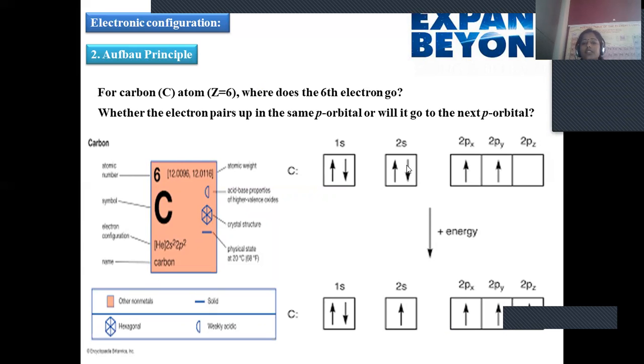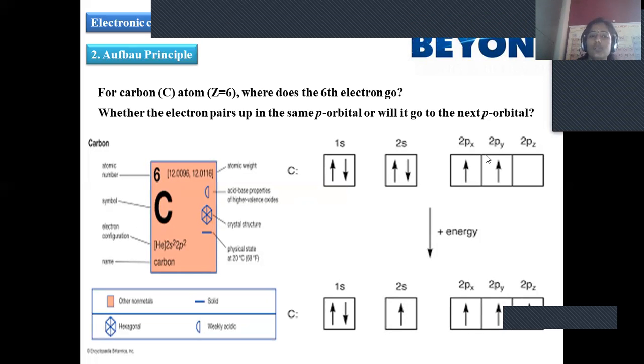By giving extra energy, a 2s electron can also occupy the 2p orbital; this is said to be the ground level, and that is said to be the excited level, reached by gaining energy. But in general, we have to go with the electronic configuration of the ground level only, right? So this is the electronic configuration of carbon: 1s2, 2s2, 2p2.